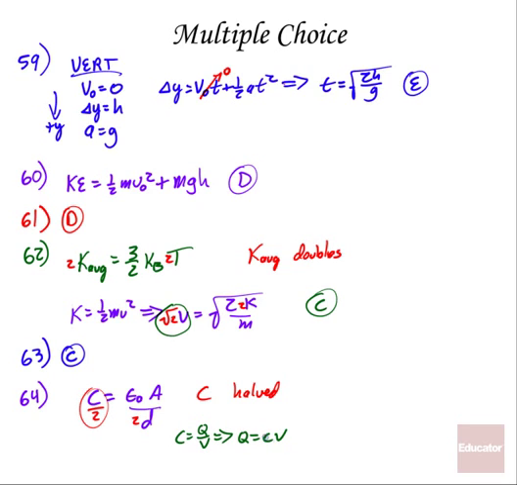If we cut C in half, what happens to Q if we're holding voltage constant? We must have cut Q in half. We halved the charge. So the correct answer for 64 would be B. The electric charge on the plates is halved.